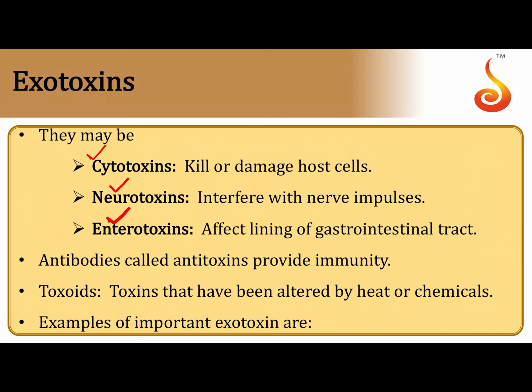Then we also have certain toxoids. Now toxoids are mostly used in the case of vaccination. Inactivated toxins are referred to as toxoids. For example, a person who is vaccinated against tetanus and diphtheria is injected with the inactivated toxins which are obtained from the tetanus causing bacteria as well as the diphtheria causing bacteria.